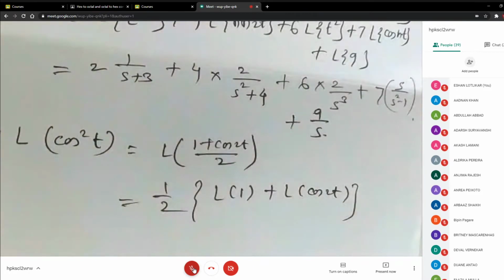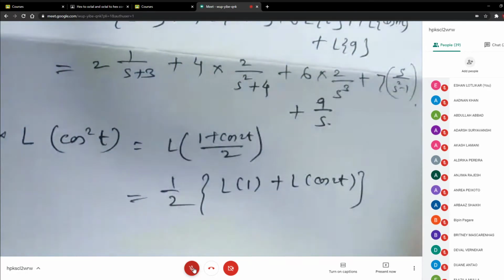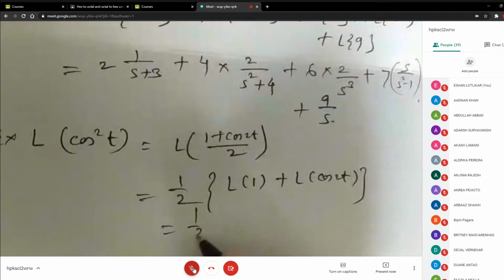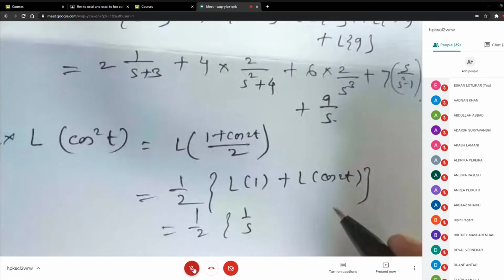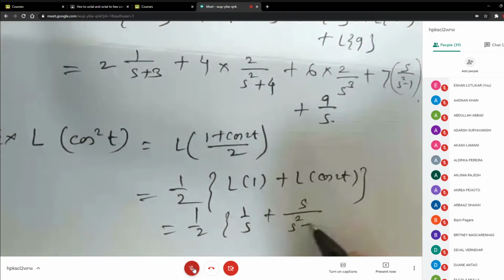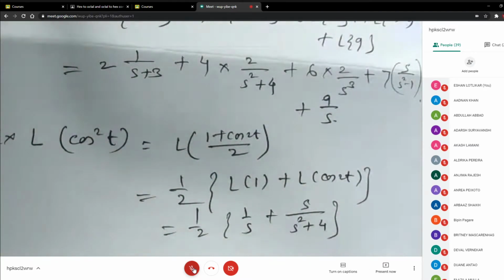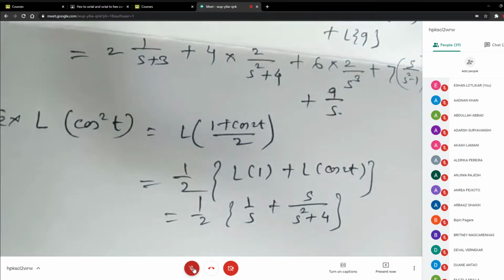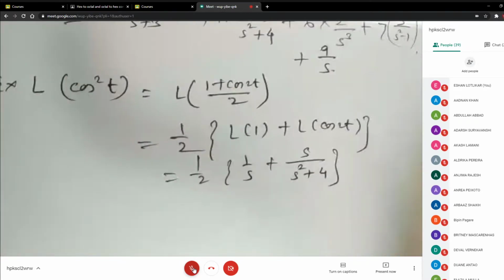Okay, got it? What is Laplace of 1? 1 by s. And what is Laplace of cos 2t? S upon s square plus 4. Correct? Done. No need to simplify because I don't think anything is getting cancelled.